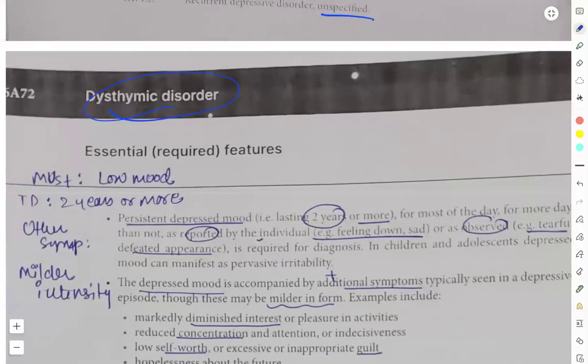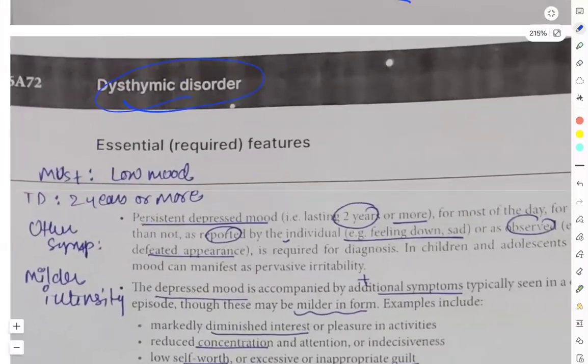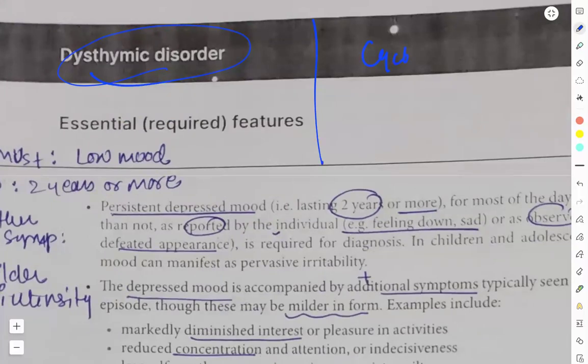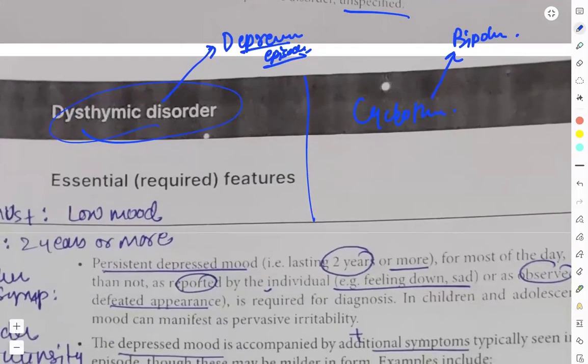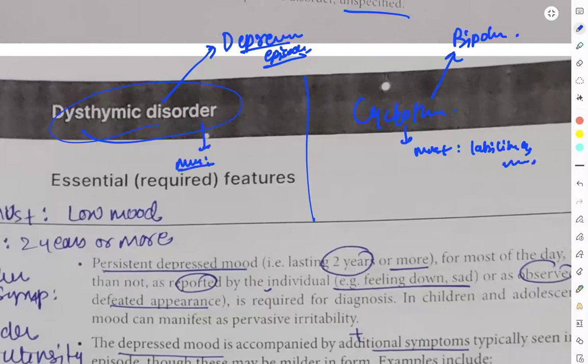When do you call a patient as having dysthymic disorder? It is very, very similar to cyclothymic disorder. If cyclothymic disorder is the baby of bipolar, dysthymic disorder is the baby of depressive episode. If you remember, in cyclothymia, the must was the lability of the mood. Similarly, in dysthymia, the must is that the patient is having persistently depressed mood.